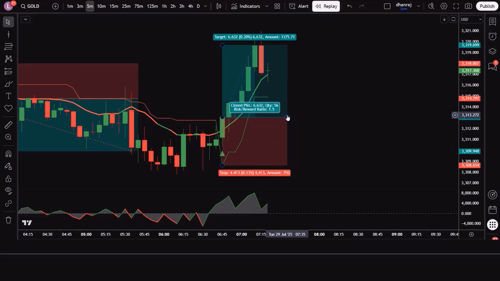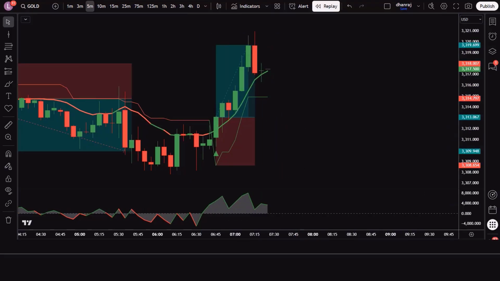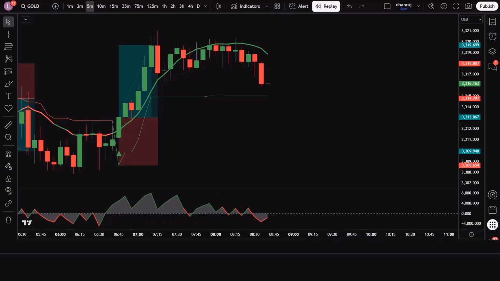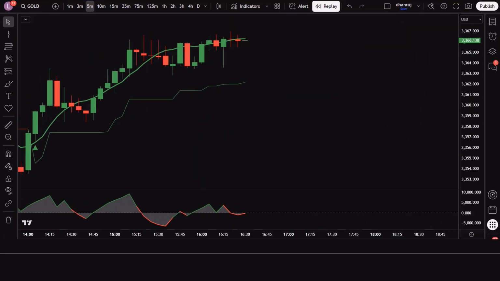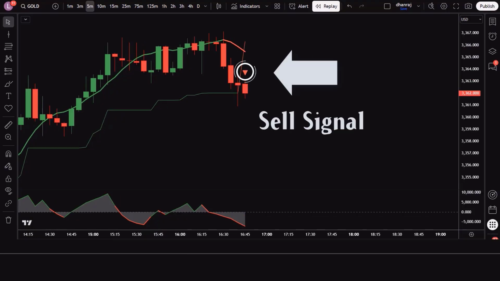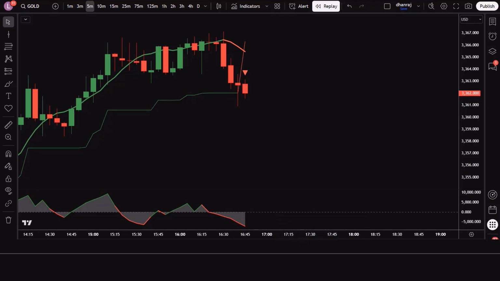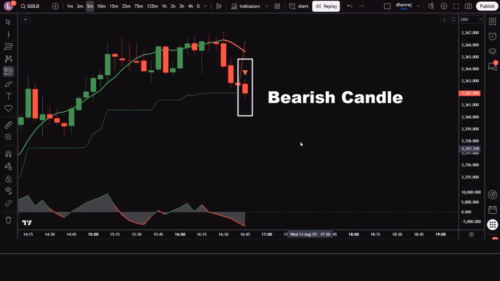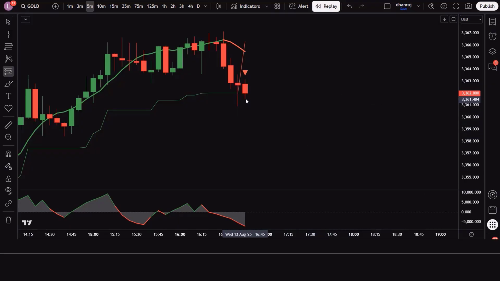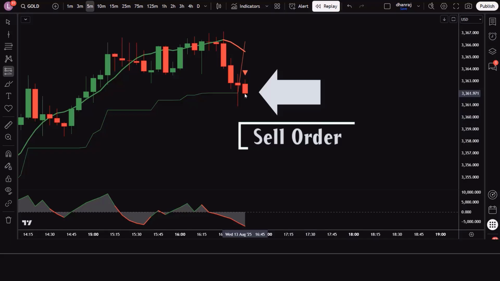I hope you must have understood this trading strategy. If not, then it doesn't matter. We are going to see examples of some trades, so that you will definitely understand. Here the ADX combined strategy indicator gives us a sell signal. Here the OBV oscillator indicator OBV point is below the zero line. Here the market has made a bearish candle to give confirmation. So all our conditions are being fulfilled, so we are placing an order to sell.